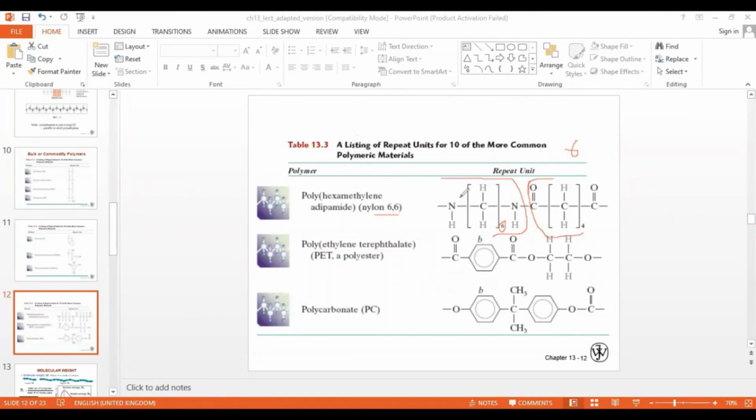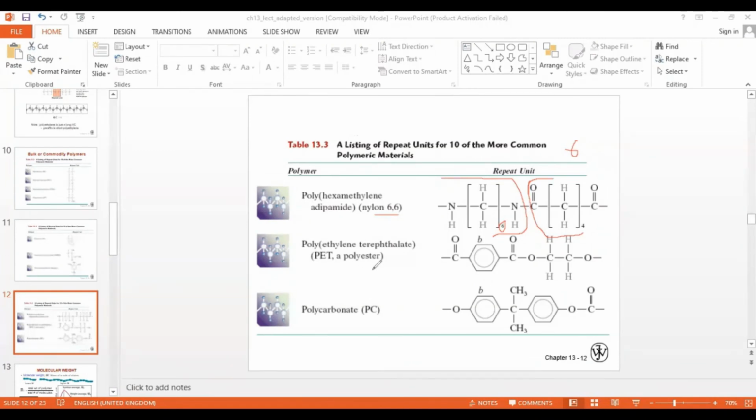Amide: usually we say amide for compounds which have N as a component, right? If nitrogen is there, then we call it an amide. And this is a kind of acid, COOH. Here we have OH minus, so that OH minus is actually removed. So that's why this is known as nylon 6,6, right?